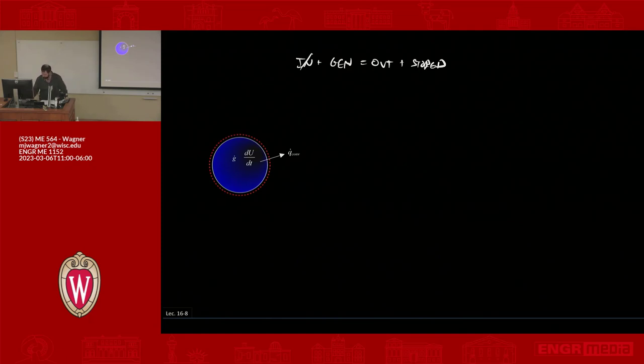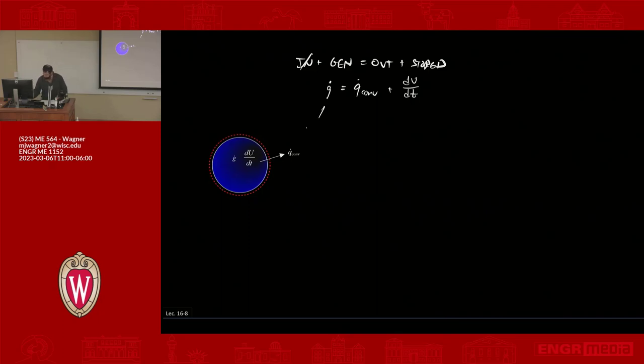So this is going to be G dot is equal to what's going out, Q dot convection, plus what's being stored. That would be dU dt. All right, and I've written the differential as an ordinary differential because we only have a function of time here. There's no spatial component. So that's the general energy balance. Let's come up with terms for this.